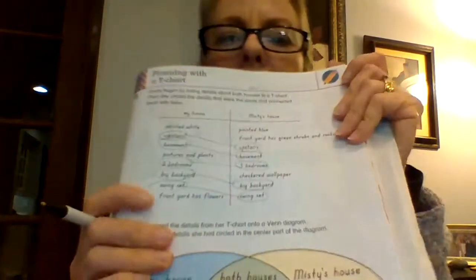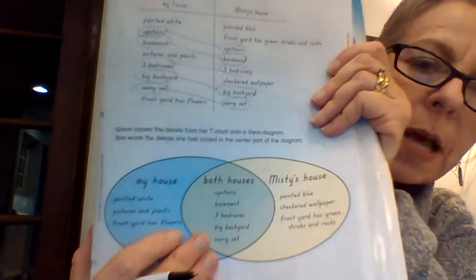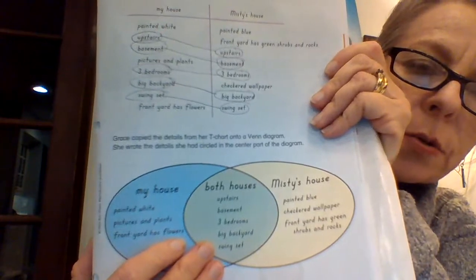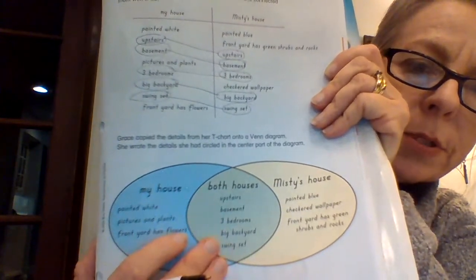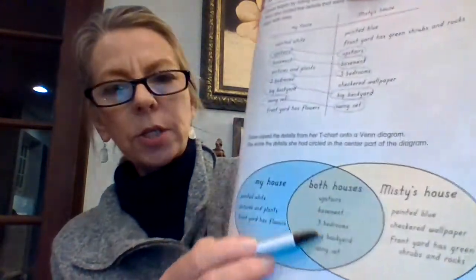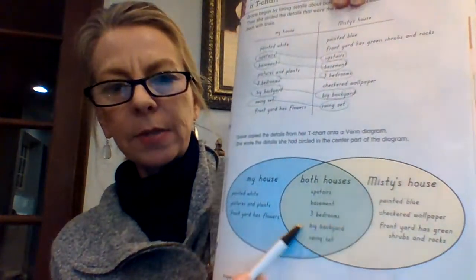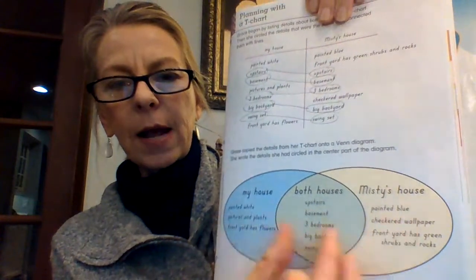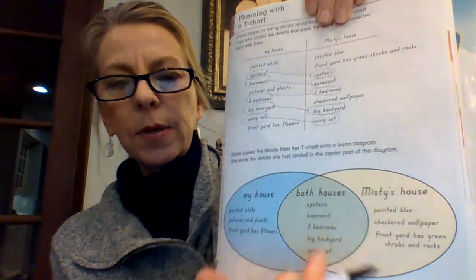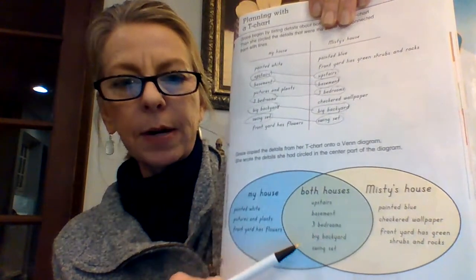Okay, so now that you have this, or that Grace had that, now she could put those ideas into a Venn diagram. And so you'll be able to do that today with your ideas. So you can see that all these things that we circled, upstairs, basement, 3 bedrooms, backyard, and swing set, she wrote down here in what both houses had in the Venn diagram. So remember, when you have a Venn diagram, what meets in the middle is what they both have in common. Okay, it's the similarities, the comparisons.